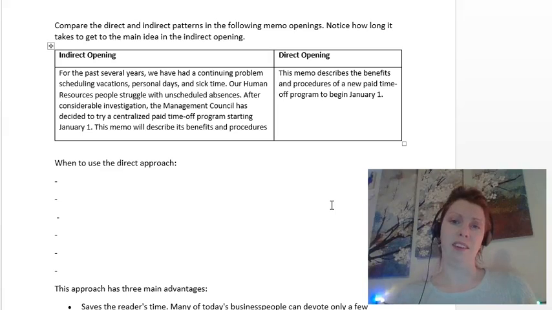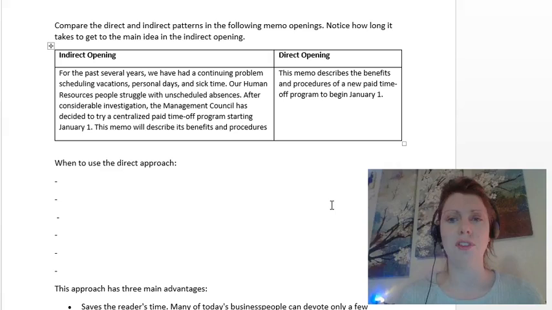Now, let's look at the direct opening. This memo describes the benefits and procedures of a new paid time off program that begins January 1st.